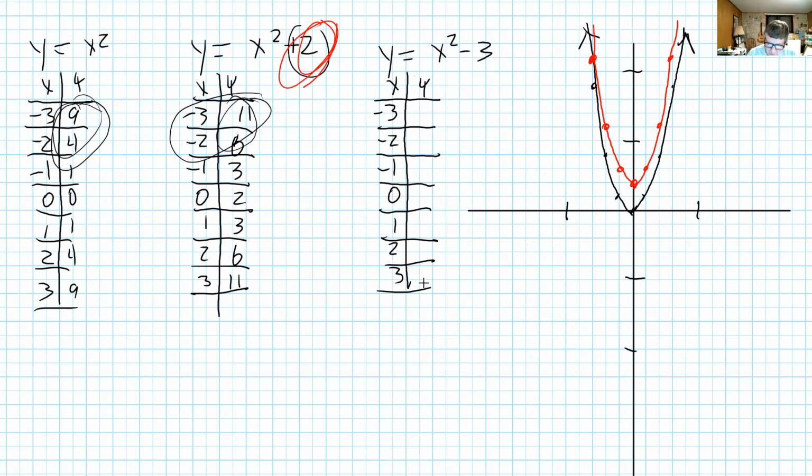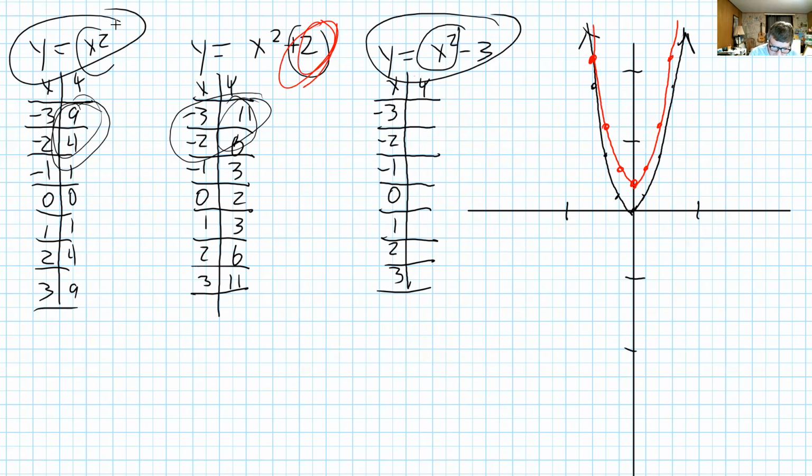Well, how does this graph compare to that graph? Here we have x squared, but then minus 3. So if we take these y values and subtract 3, 9 minus 3 is 6, 4 minus 3 is 1, 1 minus 3 is -2, 0 minus 3 is -3, 1 minus 3 is -2, 4 minus 3 is 1, 9 minus 3 is 6.